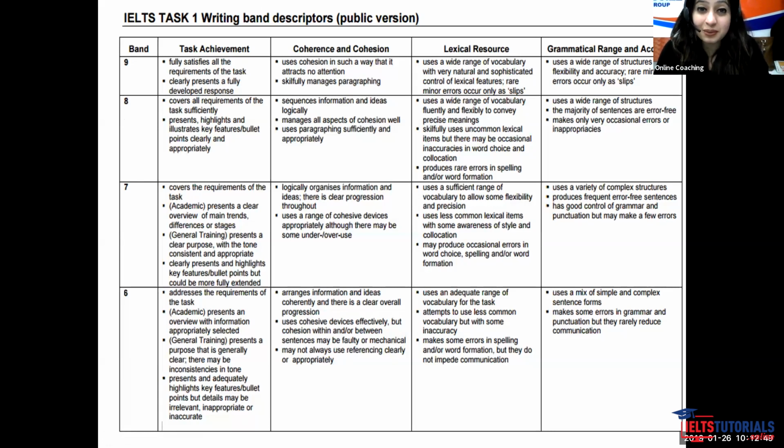Task achievement means you compare the data with a lot of clarity. Coherence is making use of paragraphs and linking structure. Lexical resource means you're not repeating words, you're using different words, a wide range of vocabulary that is appropriately employed. The fourth is grammatical range and accuracy. Grammatical range implies that you're making use of simple, compound, complex, and passive statements. Accuracy implies that your graph is error-free. That's accuracy.